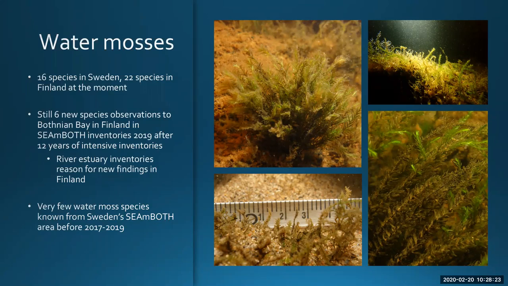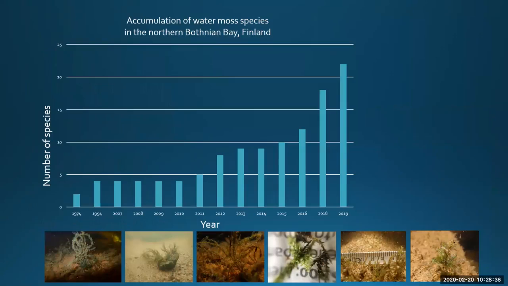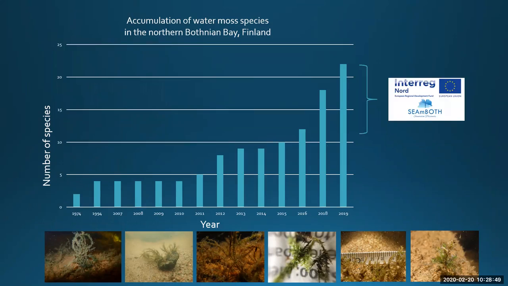And SEAmBOTH brought an enormous amount of data about the water mosses in Sweden, because previously only a few species were known to exist. This is a graph of accumulation of water moss species in the northern Bothnian Bay on the Finnish side. So as we've done more and more field studies, we've grown to know more and more about the water mosses. But as you see, in the SEAmBOTH project, we found it was a leap of knowledge that we gained with these field studies.